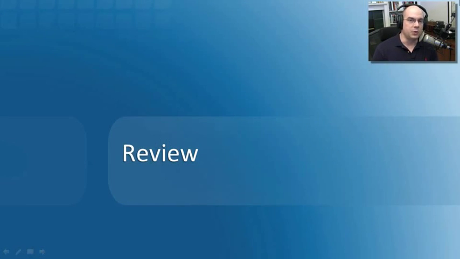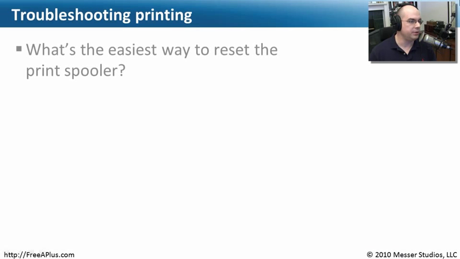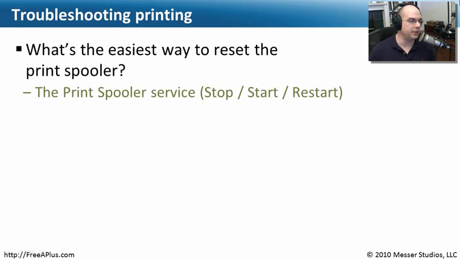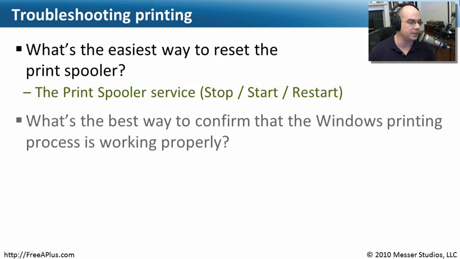Let's see if we can answer some questions about troubleshooting our printers. Our first question is, what is the easiest way to reset the print spooler? I think we've already done that in this module, and that was to go to the print spooler service. You can stop it, you can start it. There's also a button there just to reset it completely. It stops it and starts it with one mouse click.